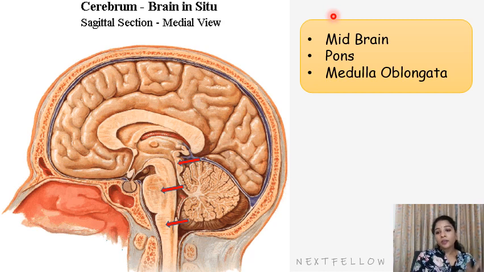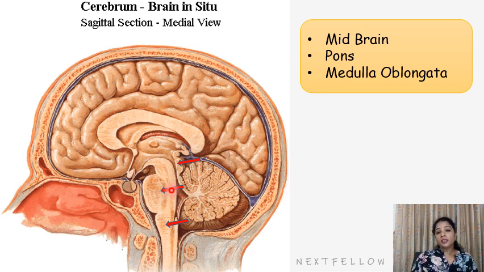So it is the gateway for all ascending and descending tracts, and it contains all vital centers which control the heart rate and respiratory rate. So compression of the brainstem results in death. Often it is fatal because it contains all the vital centers like the cardiac center, respiratory center, and so on. And it is the center for the reticular activating system which controls the sleep and wakeful cycle. That is, our circadian rhythm is also under the control of brainstem.